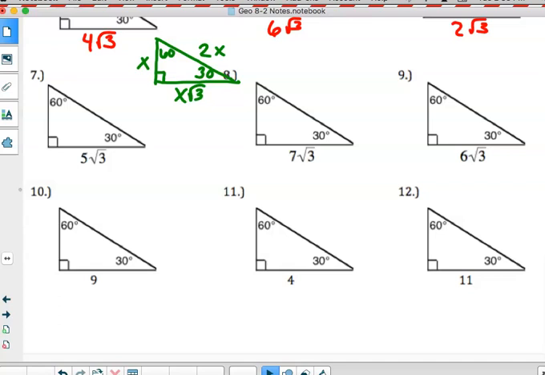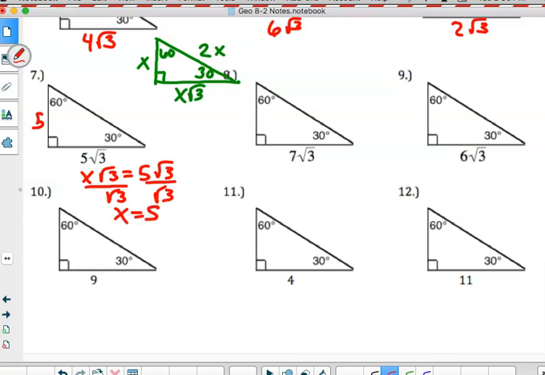root of 3. Well, the short leg, therefore, must be 5, because the short leg times the square root of 3 is equal to my long leg. If I divide by the square root of 3, I get x is equal to 5. Hey, cool, got it. Now, I don't have to show that all the time, but I'm going to use that idea in problems 10, 11, and 12.